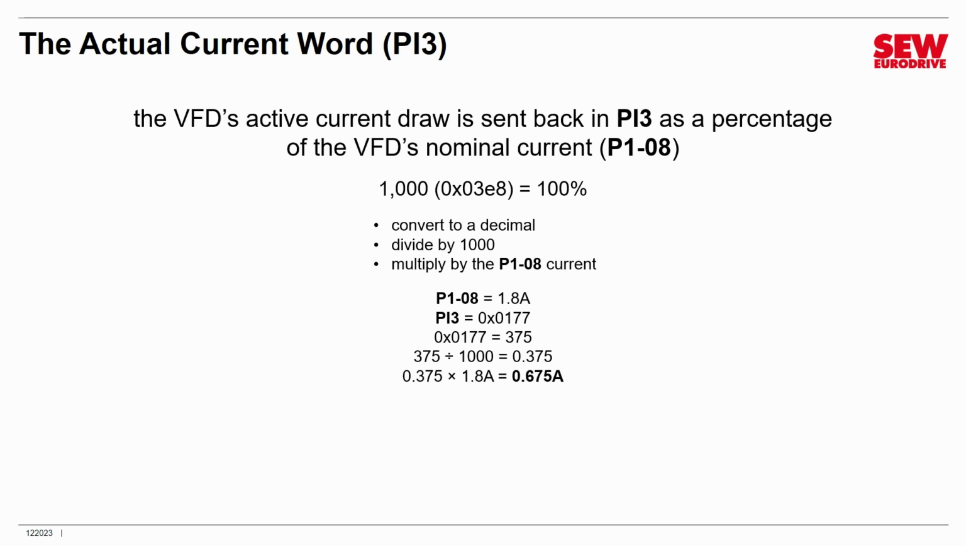Let's say my motor is a 1.8 amp motor, so that's in parameter 1-08. PI3 comes back 0x177. I convert it to decimal, which is 375. I take 375 divided by 1000, that's 0.375. That's equal to 37.5%. I multiply that by 1.8 amps, the motor's nominal current, and that's 0.675 amps. So that is the amount of current the motor is drawing at this particular moment. Again, your PLC program would have to do all this math.